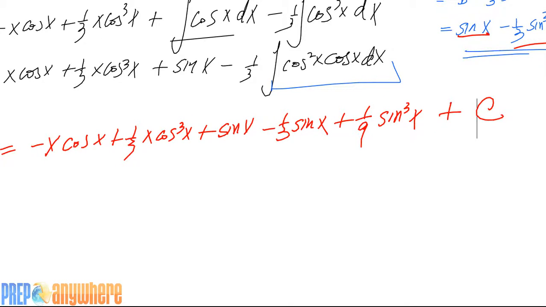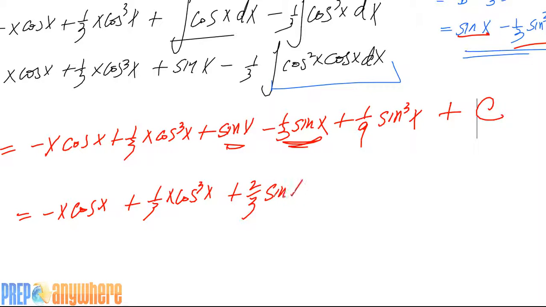So I'm just going to quickly check if anything is combinable, and I can see that these two can be combined, so you should combine them. 1 minus a third is 2/3. So that's the final answer now.